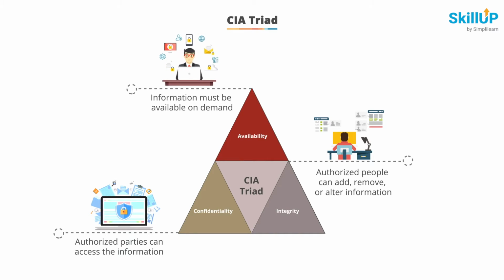The principle of availability asserts that the system, the functions, and the data must be available on demand according to the agreed upon parameters based on levels of service. So CIA. This triad is the basis for creating a holistic security plan to protect all of your organization's critical and sensitive assets.